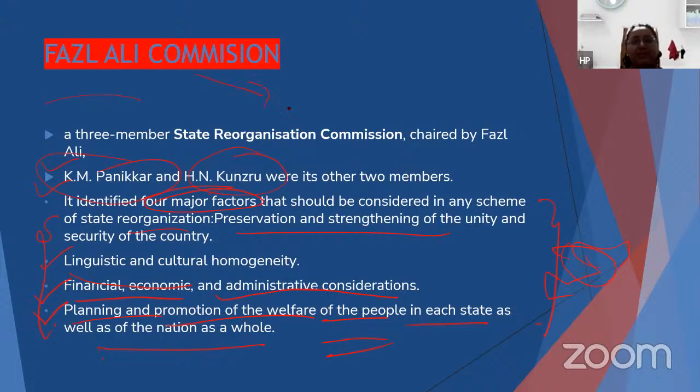So Fazal Ali Commission, what did it say? उसने 4 major factors को identify किया. There were 4 major factors. What were the 4 major factors? First is preservation and strengthening of the unity and security. कि हमें country की unity और security को preserve करके रखना है और उसको strengthen करना है. Next, linguistic and cultural homogeneity. जहां भी अगर हम किसी भी state को form कर रहे हैं तो उसके लिए 2 चीजें होनी चाहिए. एक language और cultural homogeneity होना चाहिए उनके बीच में.